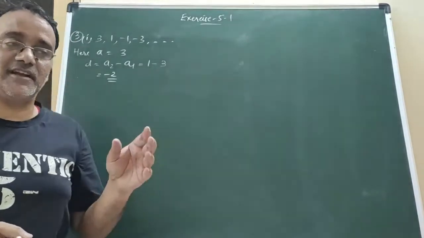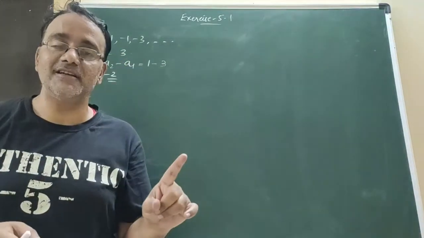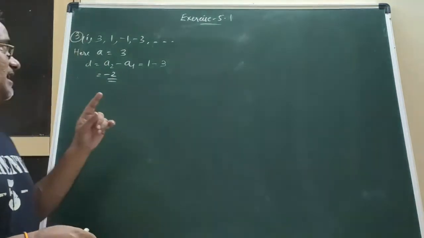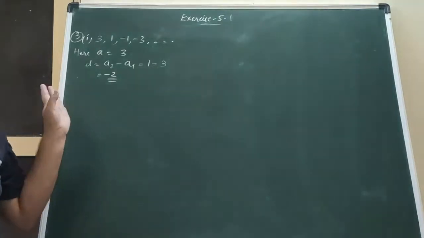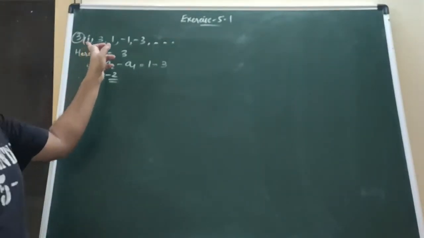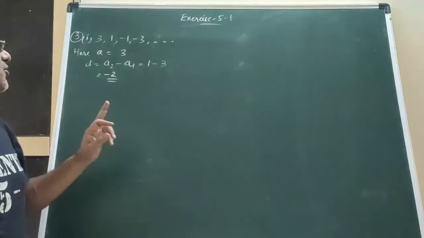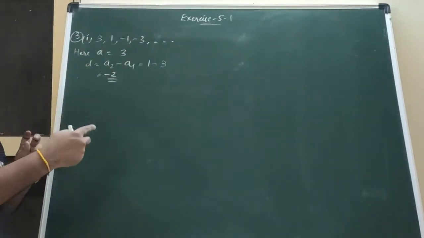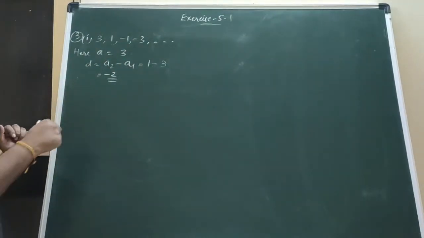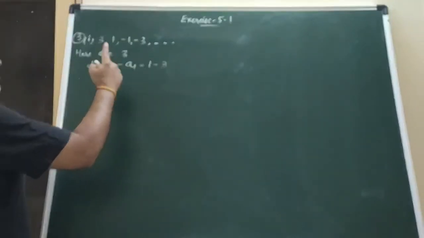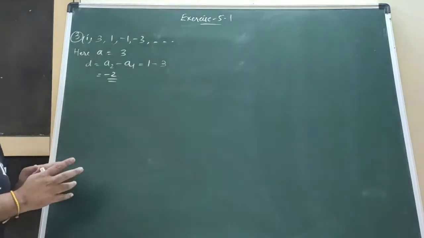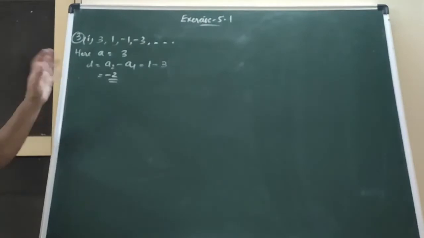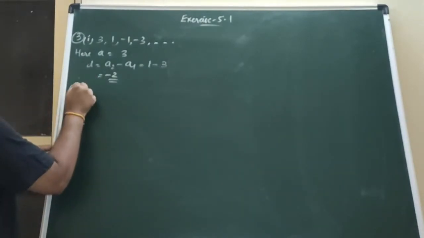For that, keep a very simple concept in mind: if the list of numbers is decreasing, D should be negative. D must be negative. If the list of numbers is increasing, D is positive. So suppose in a decreasing list you hurriedly got a positive value, for example 3 - 1 gave 2. At that moment it should click that this is decreasing, so it should be negative. So you have to recheck. Okay, so this is the answer of the first bit.